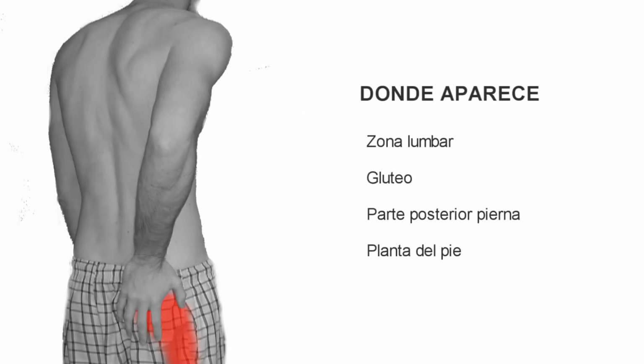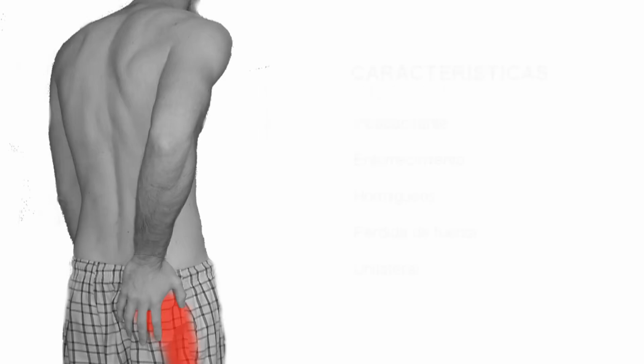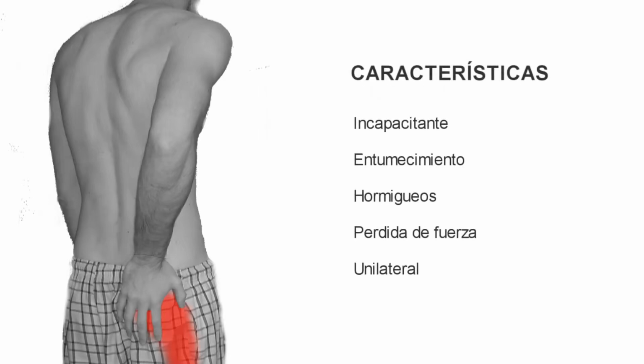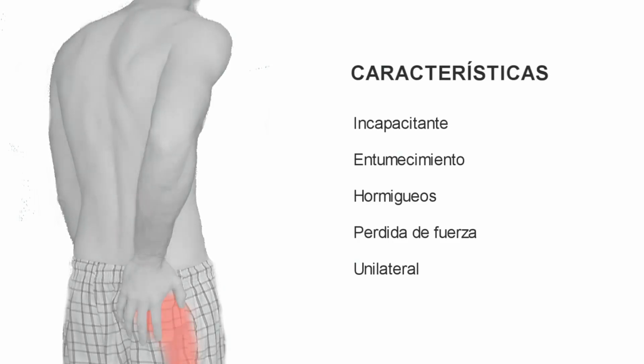Symptoms can appear in the lumbar area, in the buttock, along the entire back of the leg, and even on the sole of the foot. Among the most common symptoms is pain, which can sometimes be disabling. In addition, there may be numbness, muscle weakness, tingling, burning sensation. It is usually a unilateral condition, as it is felt only on one side of the body.